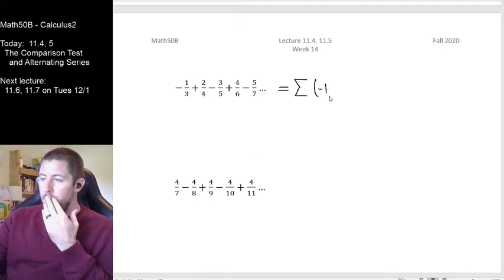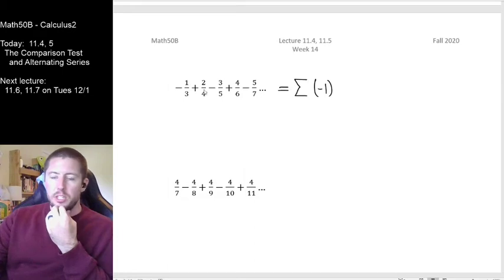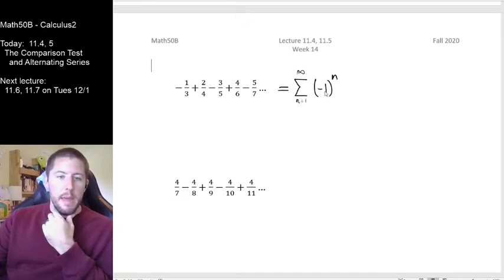So it does look like we should have some -1 to some power. I'm noticing that our very first term is actually negative, so I'm just going to give it the power of n because I'm going to start at n equals 1, and so I want an odd power to make this thing negative. What does it look like all these terms are?